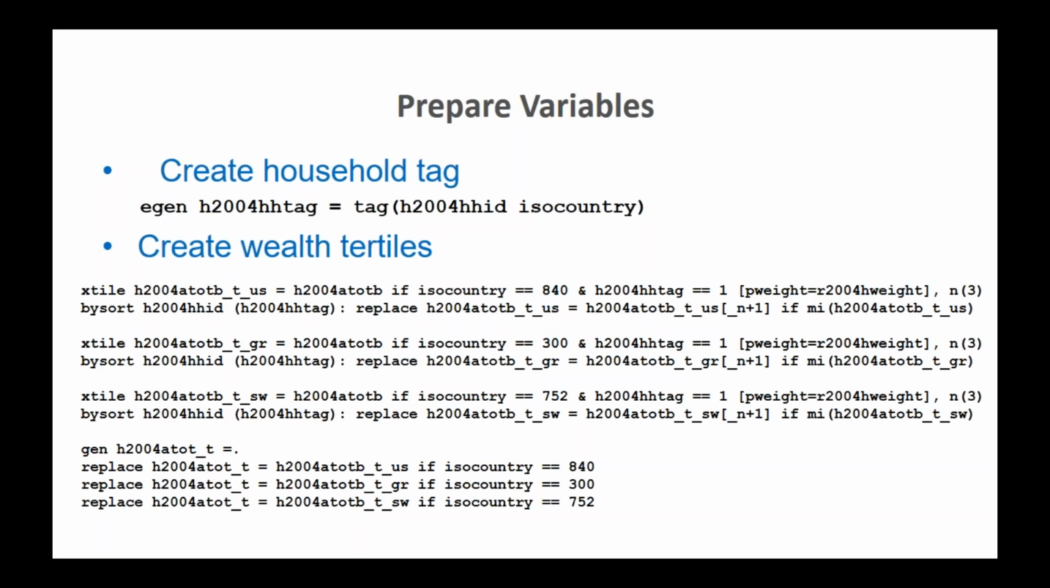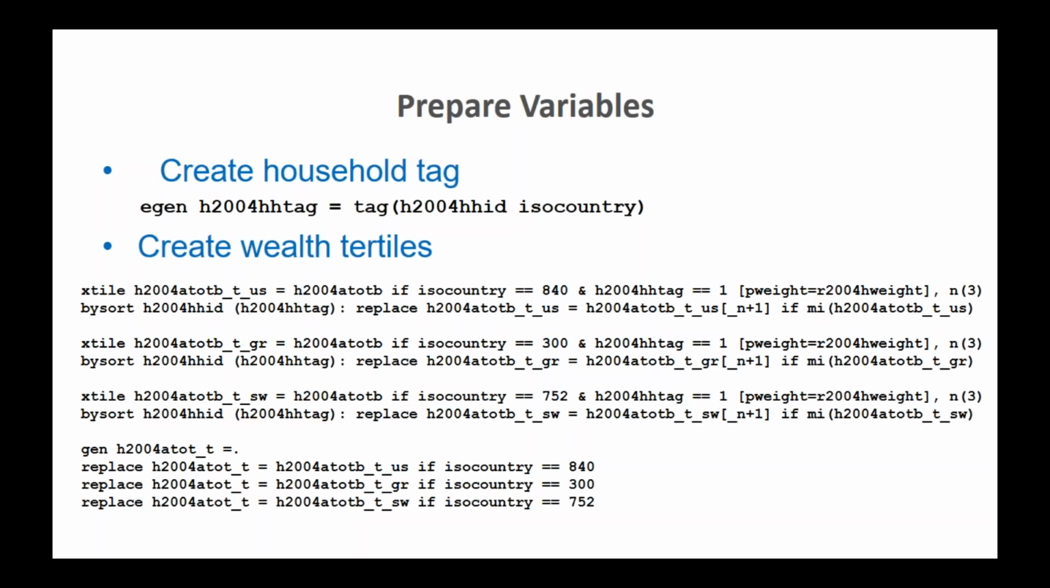And then we're going to create our wealth tertiles using this command called xtile in Stata. So we're going to xtile our wealth variable. We'll make one for the US, for Greece, and for Sweden. Of course, these are going to be inside of each country. These are country-specific wealth tertiles. So we're not assuming that being wealthy in the US is the same thing as in Greece or the same thing as in Sweden. But we'll have different subsets for each country.